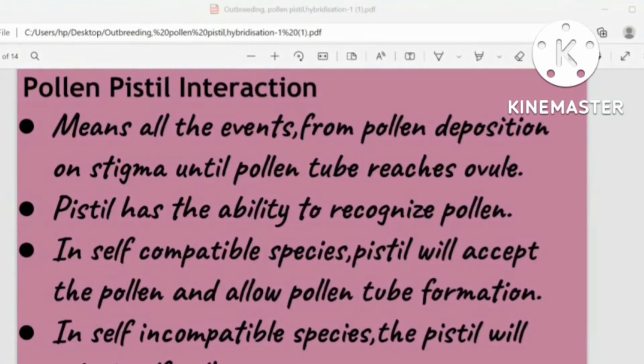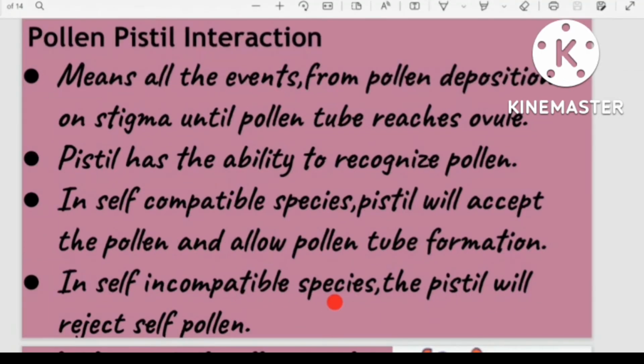Next is the topic pollen-pistil interaction. It means that all the events starting from the pollen deposition on stigma until the pollen tube reaches the ovule. So pistil has the ability to recognize the pollen. If it's a self-compatible species, then pistil will accept the pollen and allow the pollen tube formation. But if it's a self-incompatible species, the pistil will reject the self-pollen.